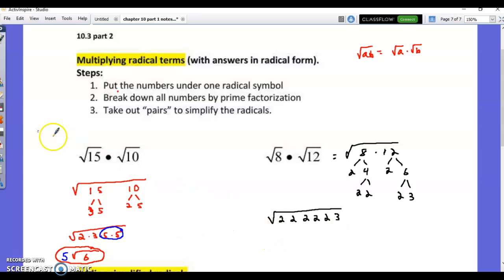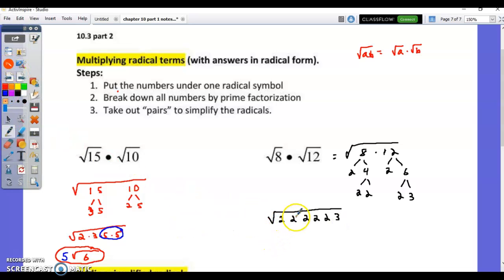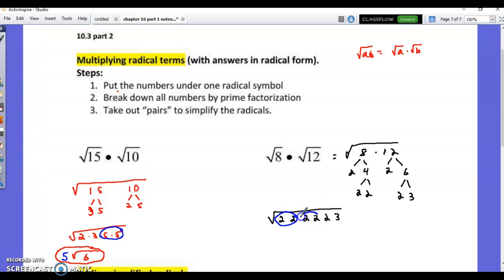So where are my pairs of numbers? I have a pair of 2s, and another pair of 2s. So I can take two 2s out. That would be 2 times 2 on the outside with 2 times 3 on the inside. 2 times 2 is 4, and 2 times 3 is 6. This works if you're multiplying more than 2 together. You can multiply 3 or 4, it doesn't matter. We can always fit them underneath the same radical symbol.